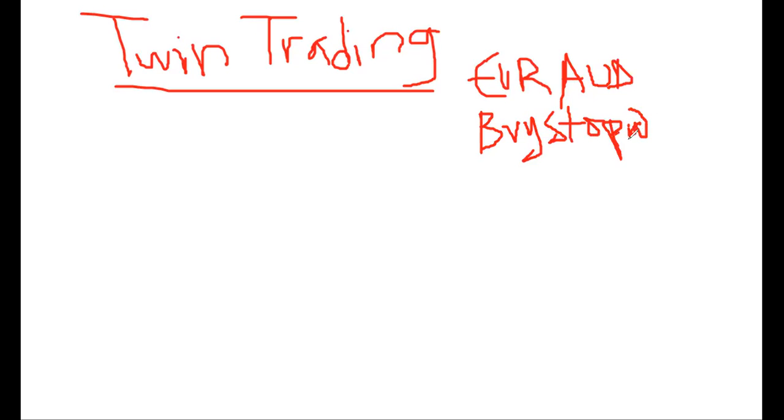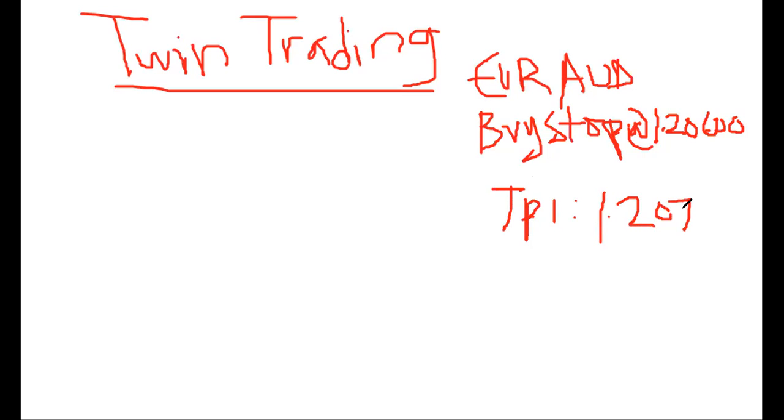Buy stop at the value given here is 1.20600. Now, if this is 1.20600, let's say I'm adding 10 pips to it, then I can probably make this TP1. Swing trading is when you have 2 TPs and 1 stop loss. Triple trading is when you have 3 TPs and 1 stop loss. Probably I'm leaving this at 1.20700.